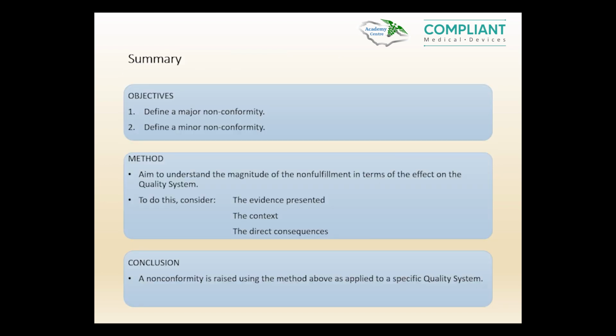In summary, we looked at the definitions of major and minor nonconformities. In terms of method, we stay focused on the magnitude of the non-fulfillment in terms of the effect on the quality management system, and we raise a nonconformity as it applies to the specific quality system. Of course, an audit that results in major nonconformities evidences a quality management system which is not effective.